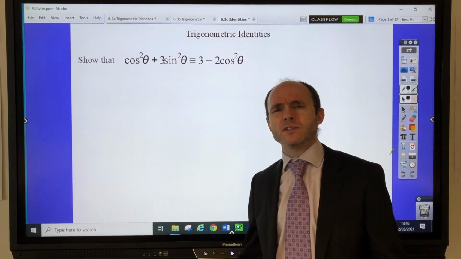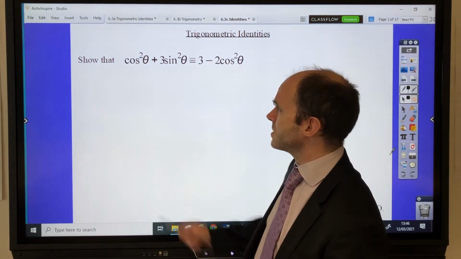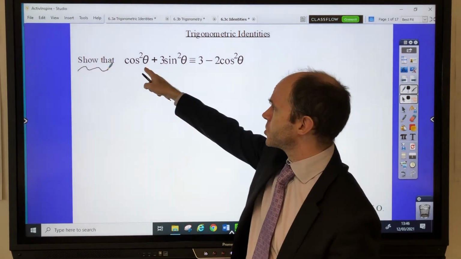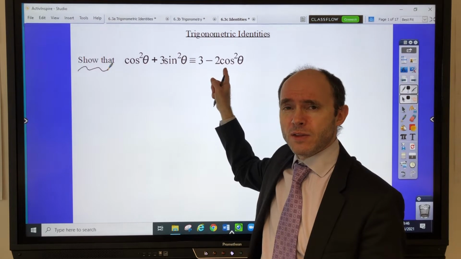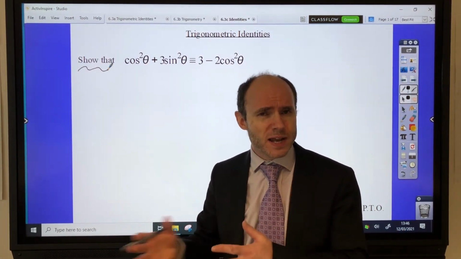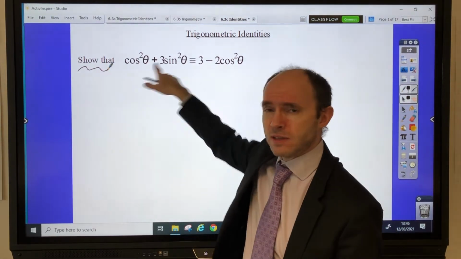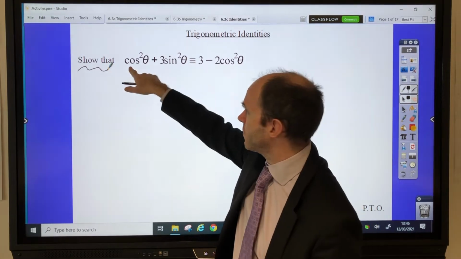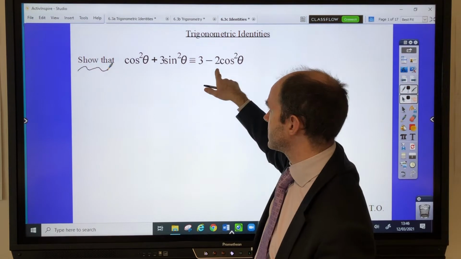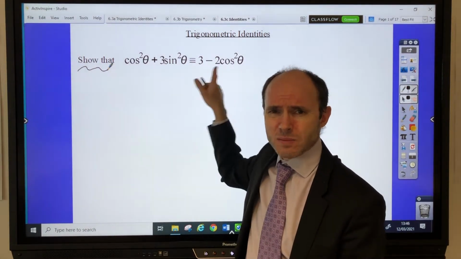Alright, so here's a really nice example showing you where we're going to make use of what I've just been talking about. This is a show that question. What I mean by that is we need to show that one side is equal to the other. There's no equation where we need to solve something or find a particular angle. We need to prove that this identity simply works. The left-hand side is cos squared theta plus 3 sine squared theta, and the right-hand side is 3 minus 2 cos squared theta. Basically, we've got to show that they're exactly the same thing.